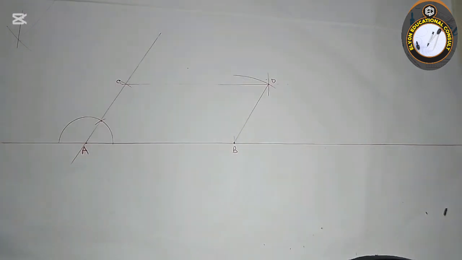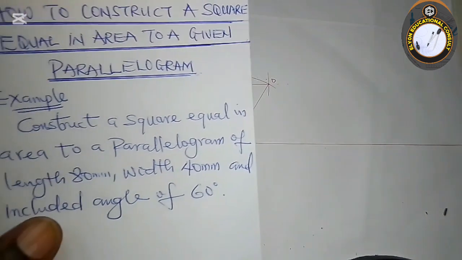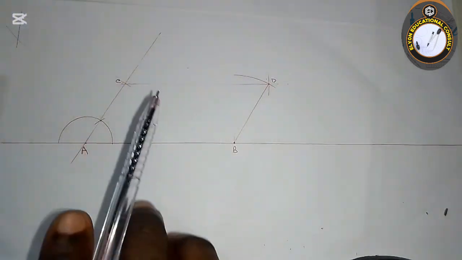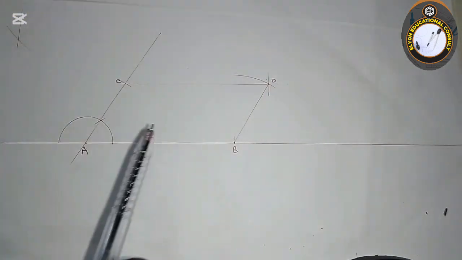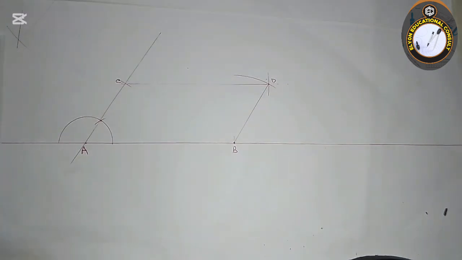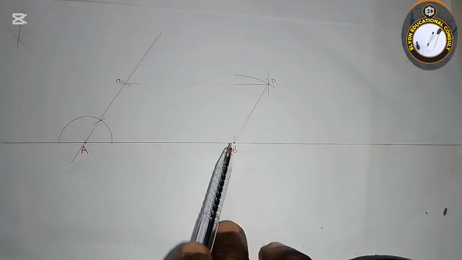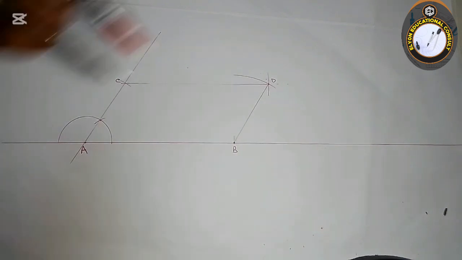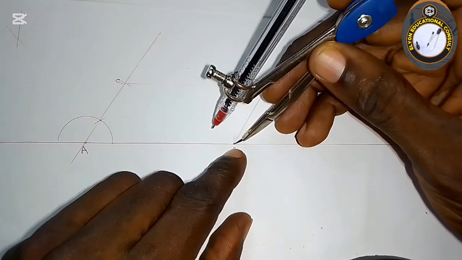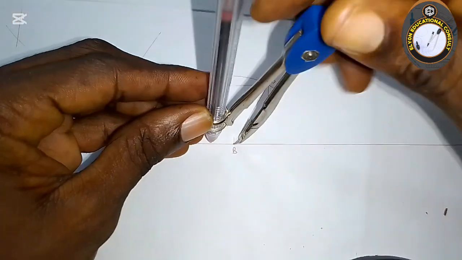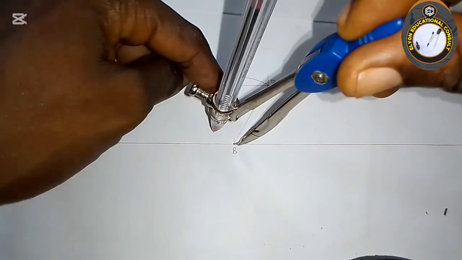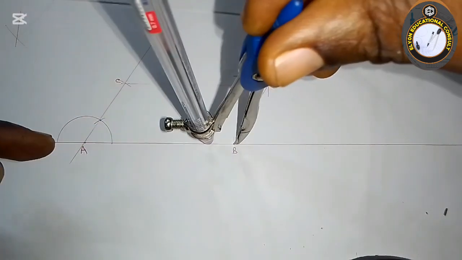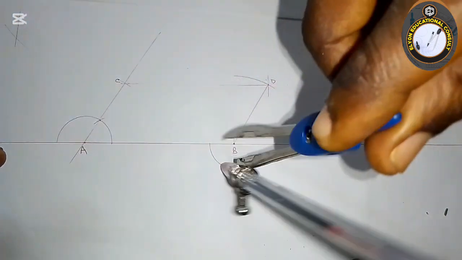The next thing now is for us to draw our square, which is going to be equal in area to this parallelogram that has been constructed. From this point here, I'm going to be drawing a perpendicular on this point. It's more or less like saying I'm constructing angle 90 degrees on this point. I don't want my semicircle to be inside the construction, so I can just project that outside like this.